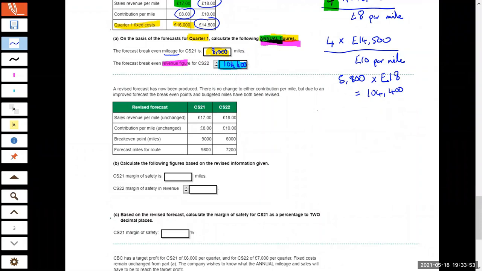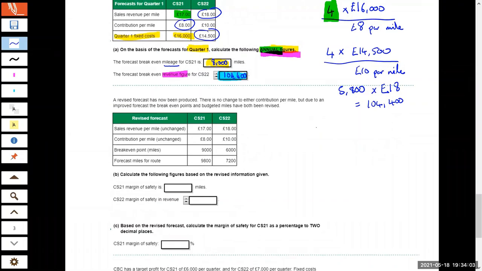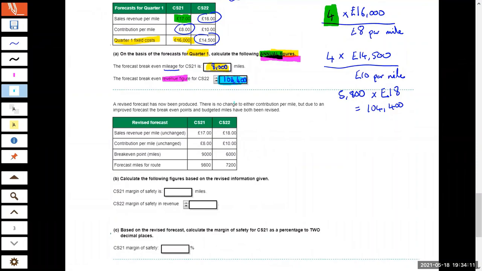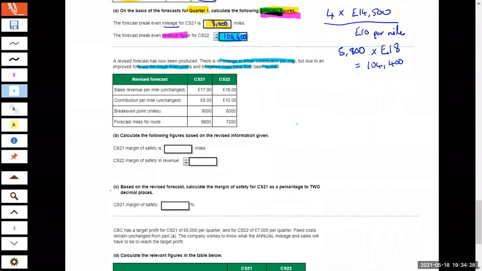A revised forecast has now been produced. There is no change to either contribution per mile, but due to an improved forecast, the break-even points and the budgeted miles have both been revised. Okay, so we've got some revised figures here. So there is no change to the contribution per mile, that's good. But improved forecast in the break-even points and budgeted miles have both been revised. Okay, so we've got some better information. Let's see how this works for our question.